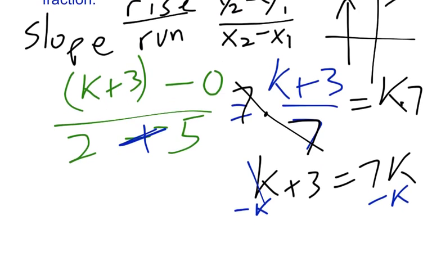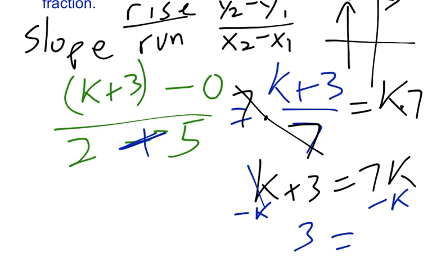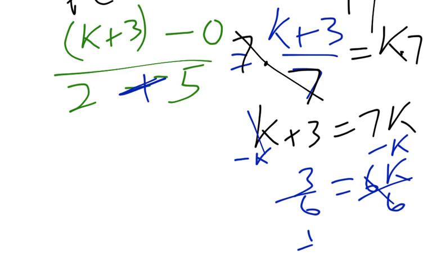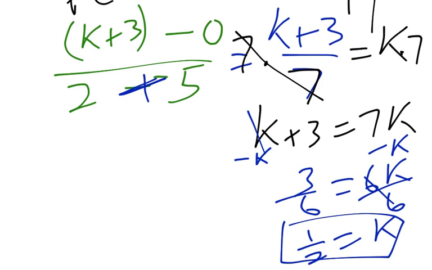All right, we have 3 equals 7k minus 1k is 6k. And then to solve for k, I just divide by 6. And we get 3/6, which is 1/2. So k is 1/2. All right, so we just use our slope formula and then set it equal to k and solve it like an equation.